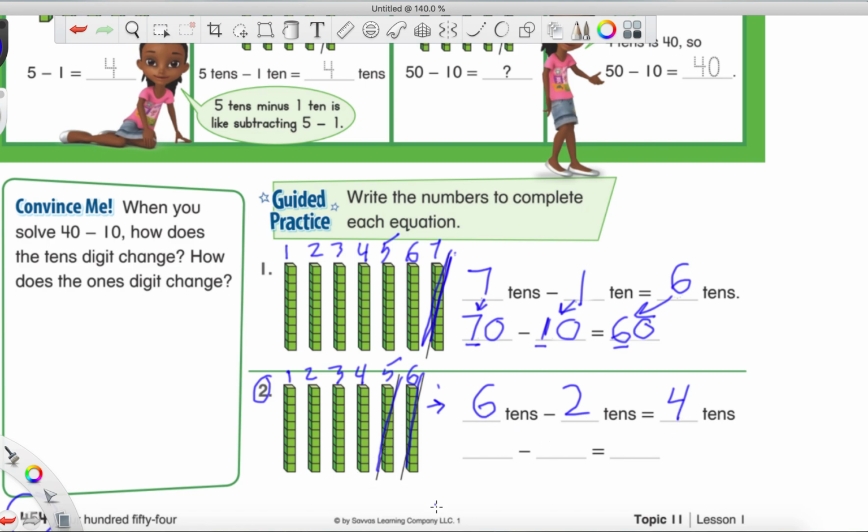Okay? Now what I want you to do is practice writing those numbers as their big numbers, okay? Not just the word tens. I want to know what big number 6 tens makes, and 2 tens, and 4 tens. So go ahead and fill in this next number sentence on your own.